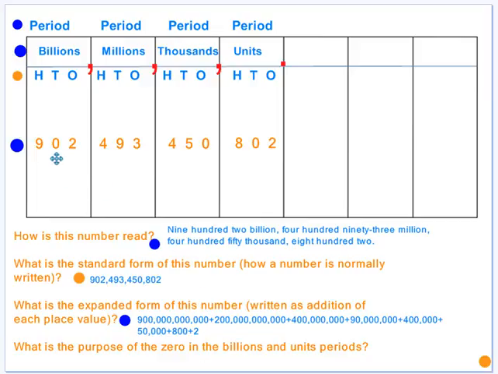Another thing that we need to think about is these zeros that are sitting in here. What is the purpose of those zeros in the billions and the units periods in this particular number? Since we don't have values for those places, like we do not have any 10 billion, we still need to put a 0 or some kind of number in there so that we know that we are skipping that place value. So the zeros in this number, at the 10 billions and the 1000s, and in our tens place, are serving as placeholders for that place value. It just lets us know that we don't have any of those particular units.